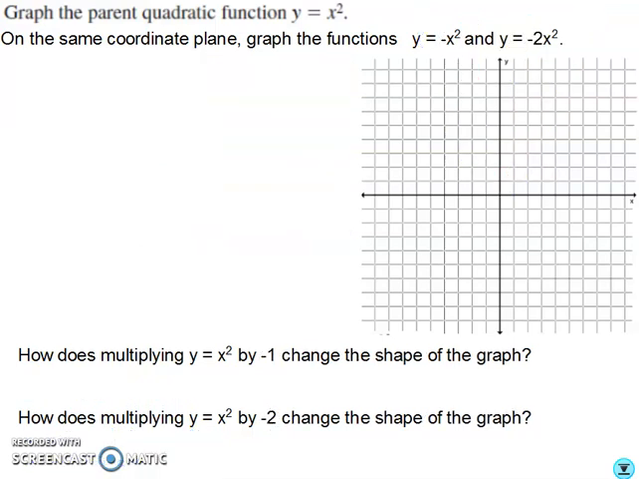I've got 2 more I'd like for you to try out. Go ahead and take a moment to pause the video and try these on your own, remembering to fill in our blanks at the bottom about how those multipliers change the shape of your graph.